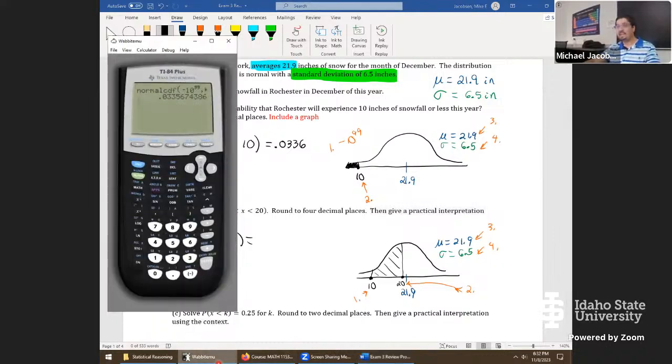Okay, let's go back here and throw everything back into the calculator. So second vars down to normal CDF again. We have a new lower of just 10 inches. The upper boundary is 20 inches. And the last two parameters are put in correctly still.